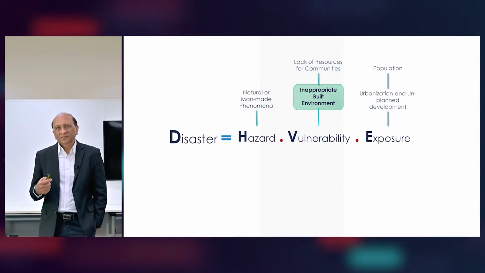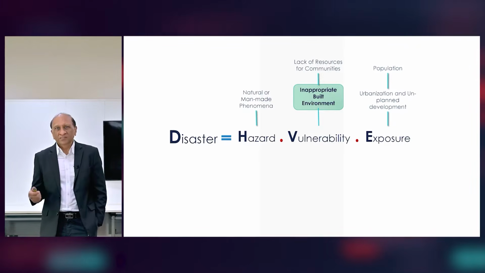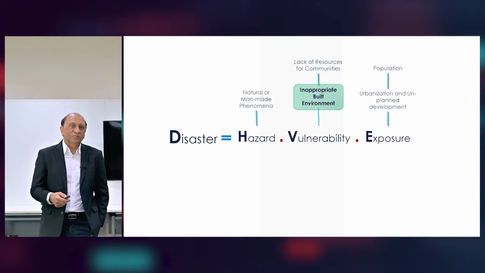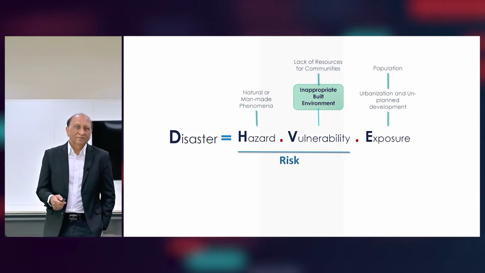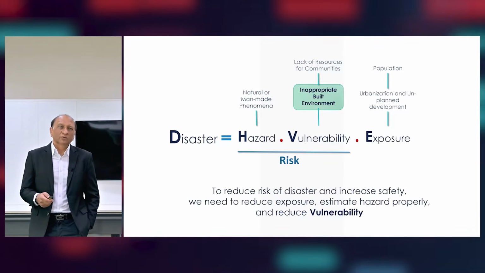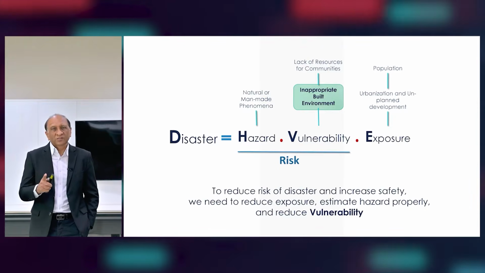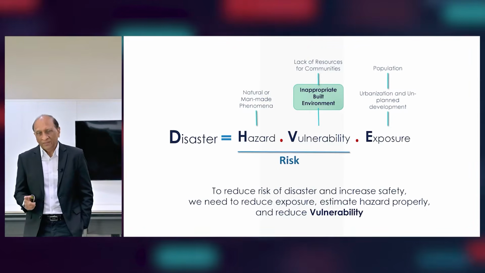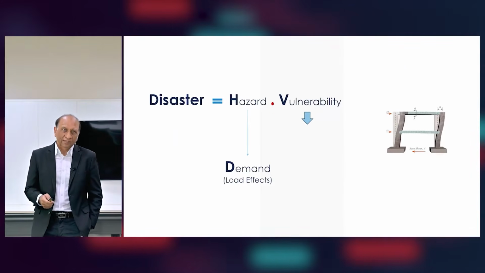So the intent of the design codes and the design is safety. Safety in terms of reducing the vulnerability, and in turn it is going to reduce the risk to disaster. So if we want to reduce the risk to disaster, the one thing that we can do is to make the structures less vulnerable or more safe or high performance. And that's what we are talking about.